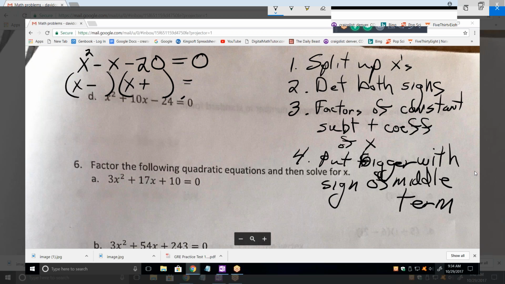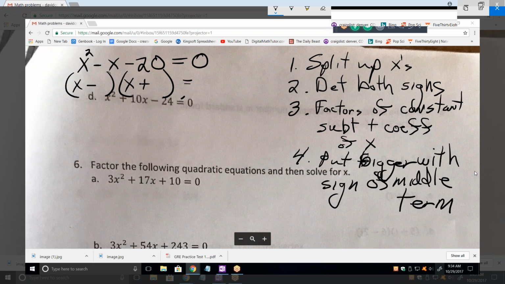Okay. Third step. Find the factors of 20 that do what? That subtract to equal the x. Not the x, the coefficient of the x. What's the coefficient of the x, the absolute value of it? 1. Okay, what factors of 20 subtract to the number 1? It would be 5 and 4.